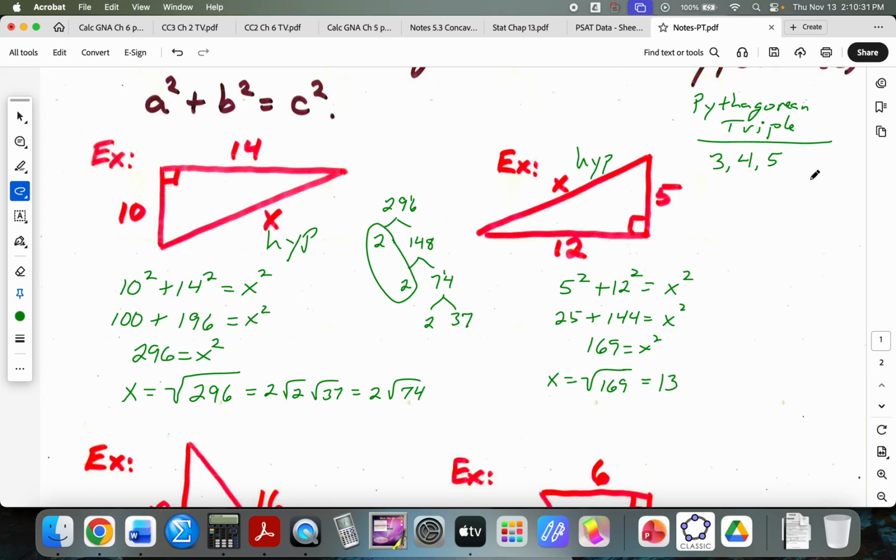You can also do any multiple of that. So like if I doubled these, what would I get? 6, 8, and 10. Yeah, 6, 8, and 10. Or you could triple them or quadruple them. You could multiply them all by 10. Any of those things would be a Pythagorean triple still. I think that you should memorize 3, 4, 5. It will save you some time. It comes up often enough to where I think it's worth memorizing.